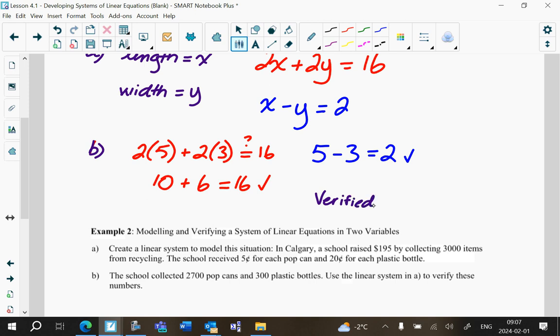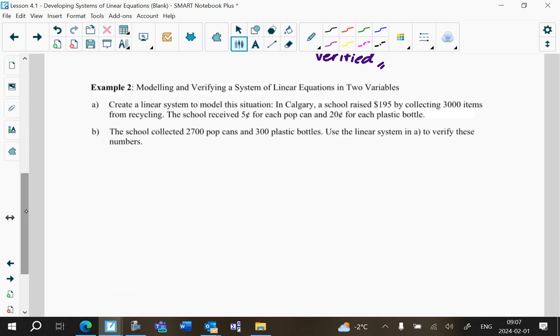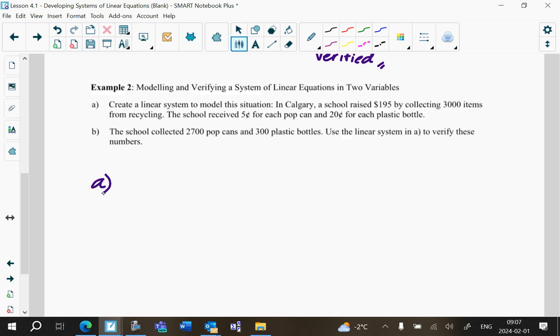Okay. So hopefully you're getting a little comfortable with this. Let's try another example, because there's all sorts of different situations you can be given. Here we have a school raising $195 by collecting 3,000 items from recycling. They got 5 cents for every pop can, 20 cents for every plastic bottle.